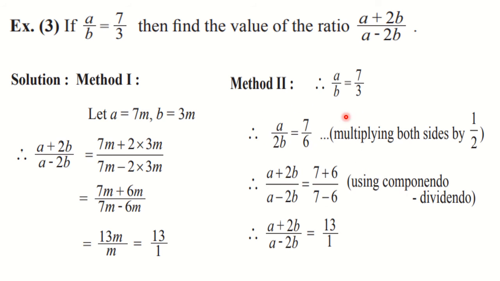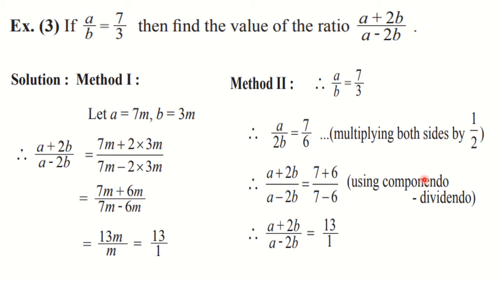What is given to you is A upon B is 7 upon 3. But in the denominator we want 2B. So we have to multiply both the sides by 1 upon 2, because we want 2 in the denominator. So we will get A upon 2B as 7 upon 6, since 3 2s are 6. Now, as I have said, we have already decided by observing it that we are going to use componendo dividendo.